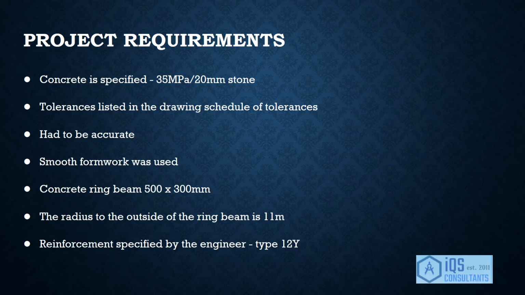35 MPa 20 mm stone concrete was used for the construction of the ring beam. The tolerances are listed in the drawings provided and are seen to be very low due to the level of accuracy needed for the water reservoir. The radius to the outside of the beam is 11 meters.